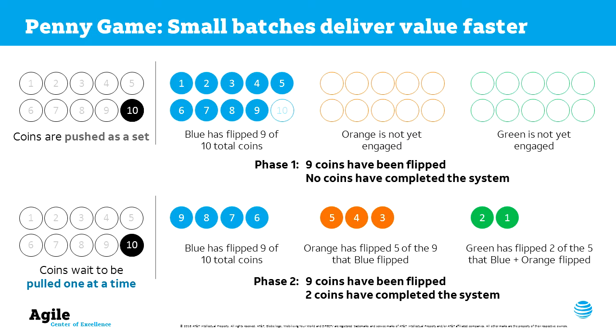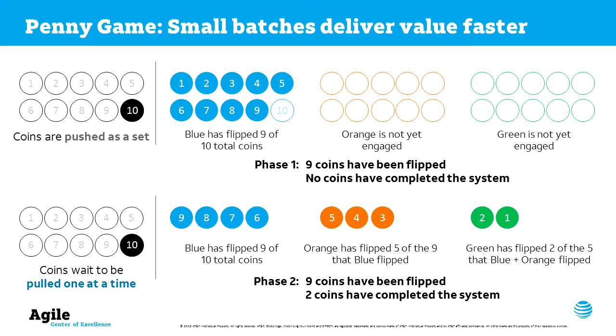On the second row, in that small batch model, 9 coins have also been flipped. But you can see that activity 1, as soon as they flipped the coin, it was pulled by the orange group. The orange person flipped the coin. As soon as that was done, the green activity was able to pull that coin and flip it. So in this case, 2 coins have already made it through all 3 stages. The 10th coin still has not yet been flipped by anyone.